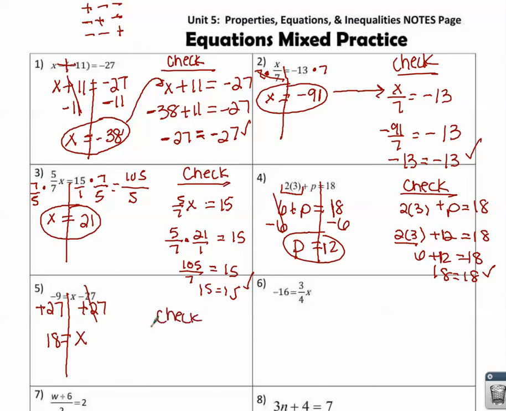Check your answer. Negative 9 equals x minus 27. Substitute in 18 for x and subtract. 18 minus 27 is a negative 9 because you have a smaller number minus a bigger number.